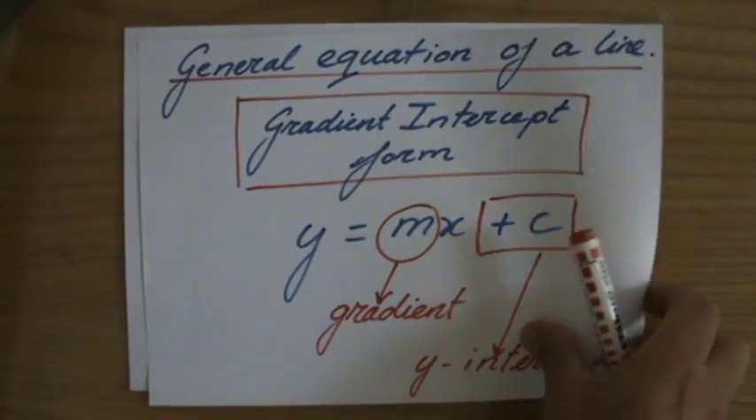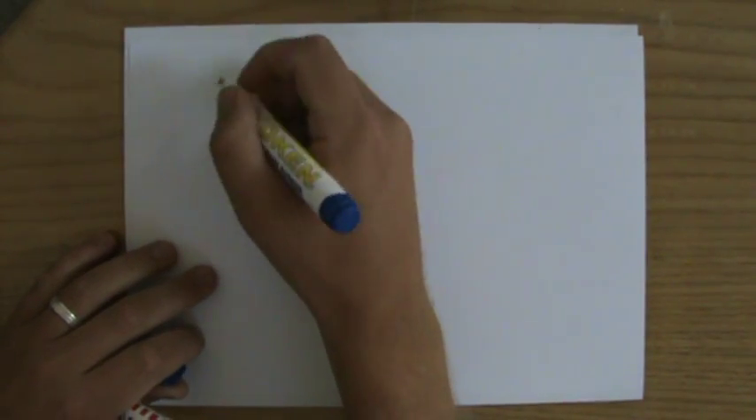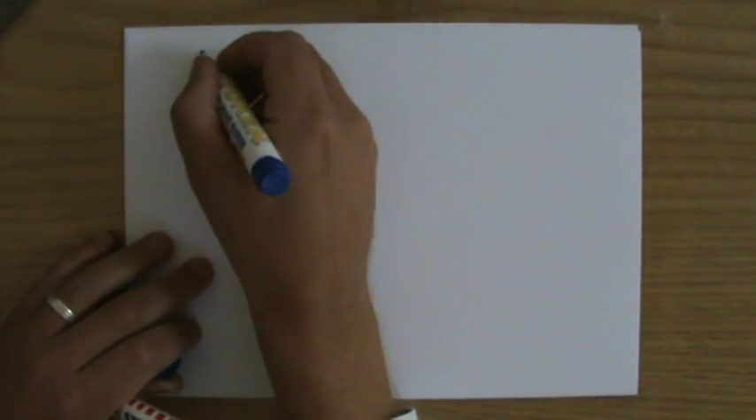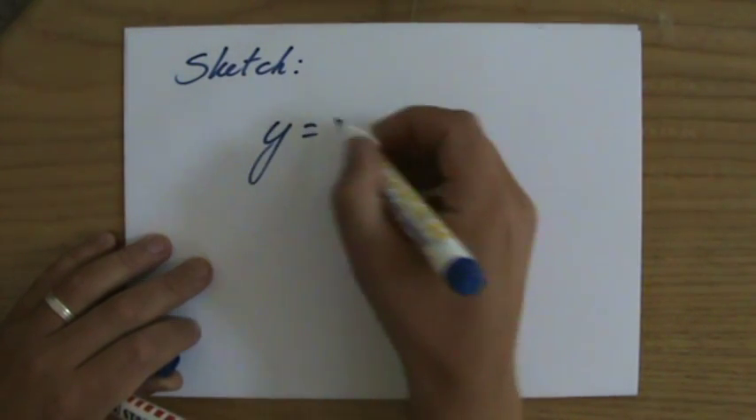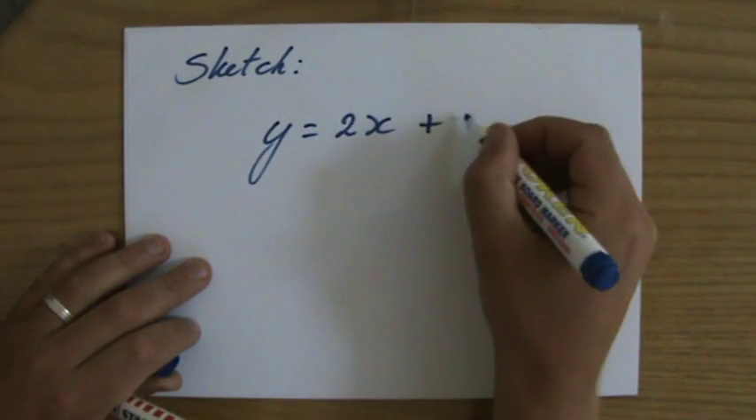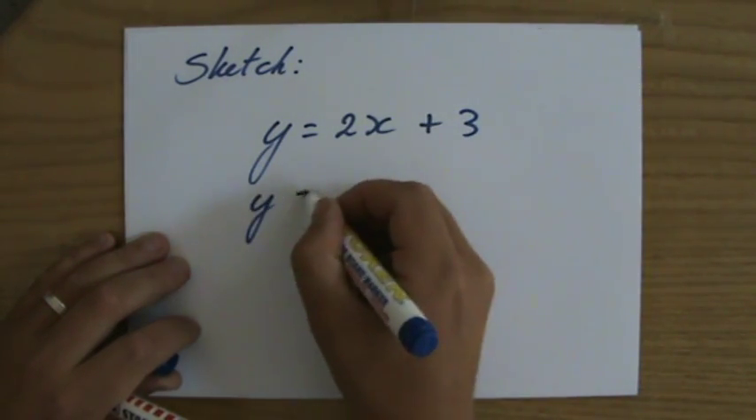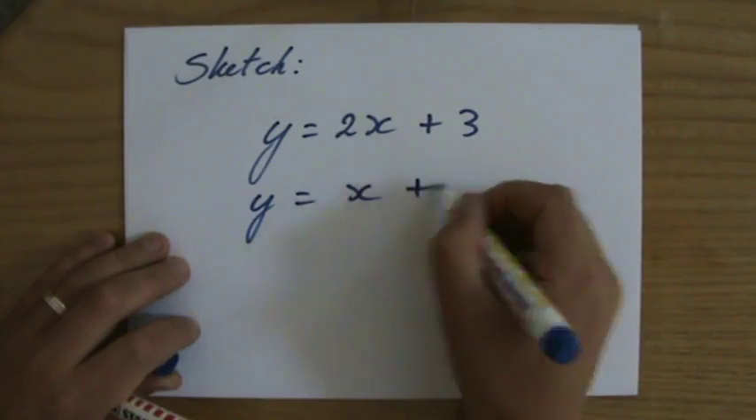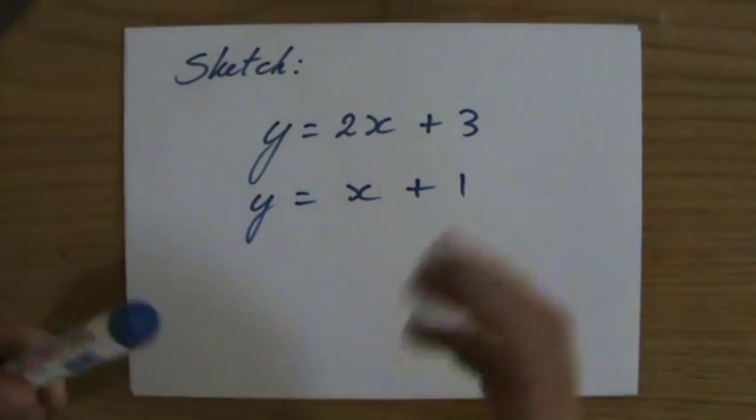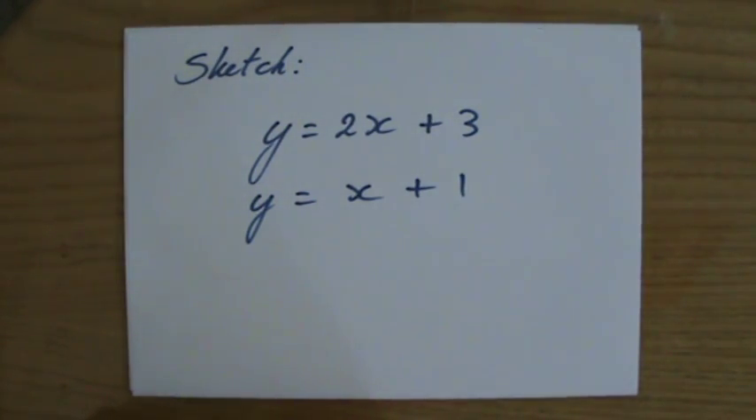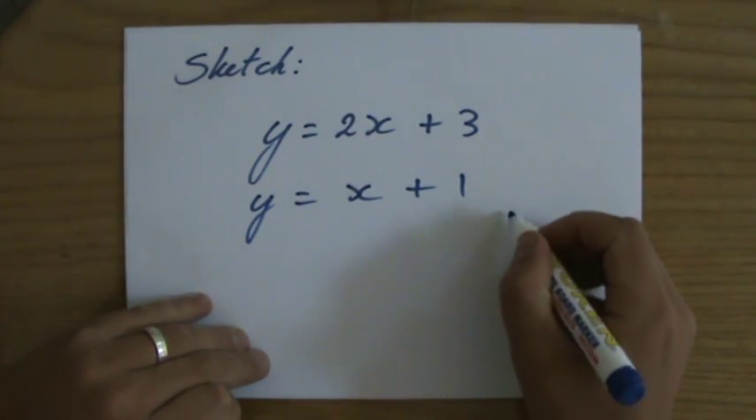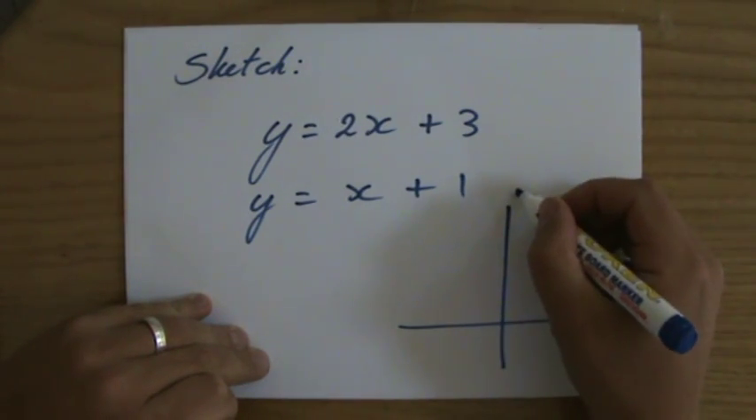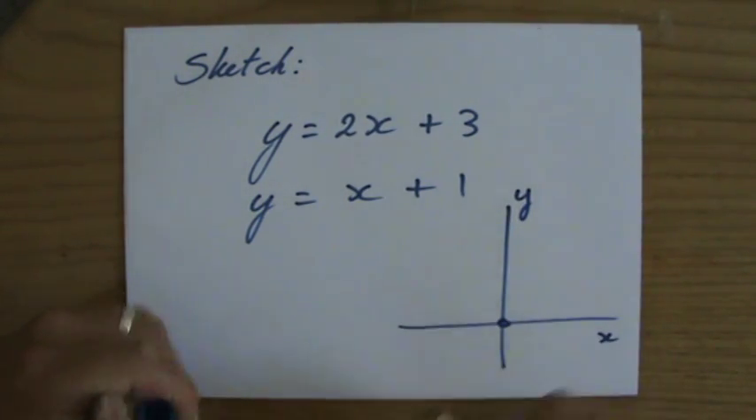And if you understand the gradient-intercept form, somebody can ask you to sketch, for instance, let me write down, sketch y equals 2x plus 3 and y equals x plus 1. Sketch those two equations, those two linear lines. And how can I do that? Well, if I just quickly sketch my axes, the y-axis and the x-axis and the origin.